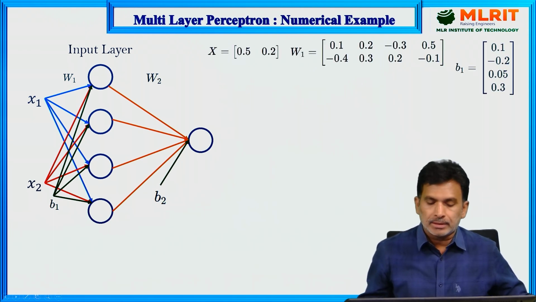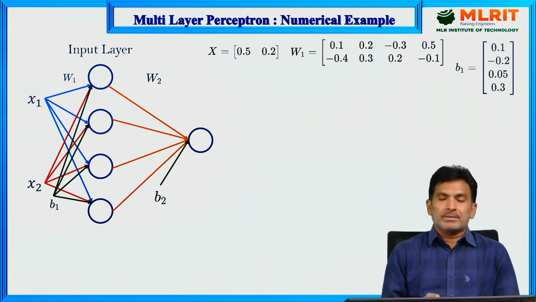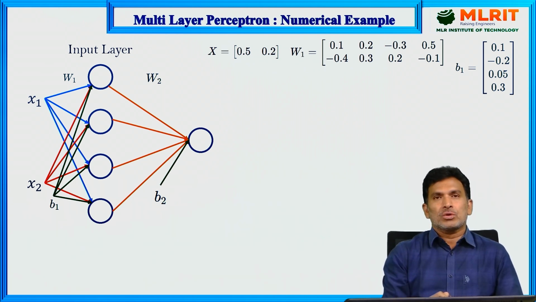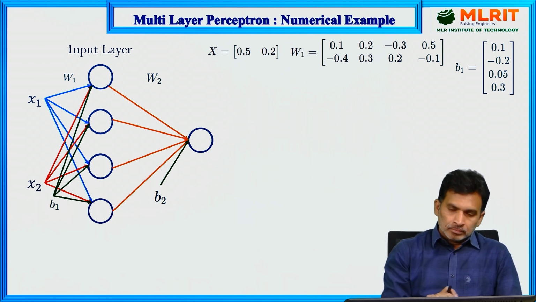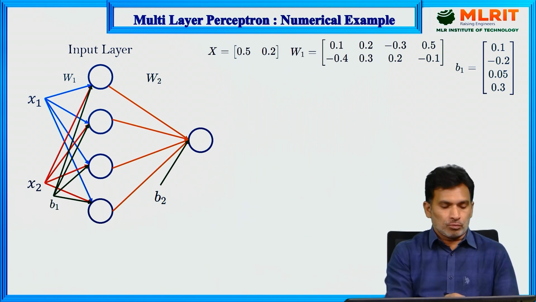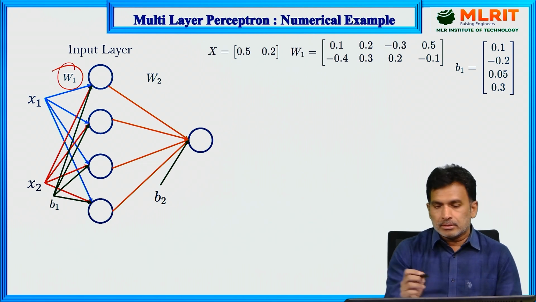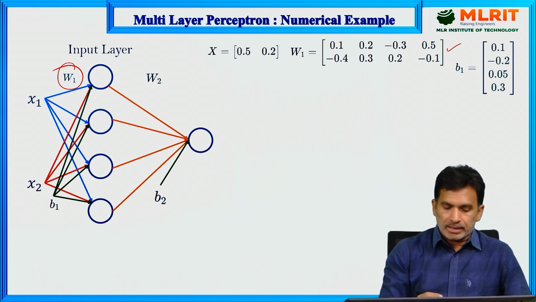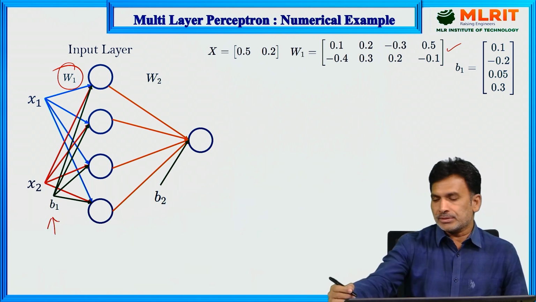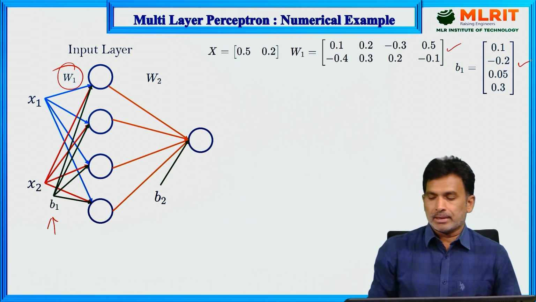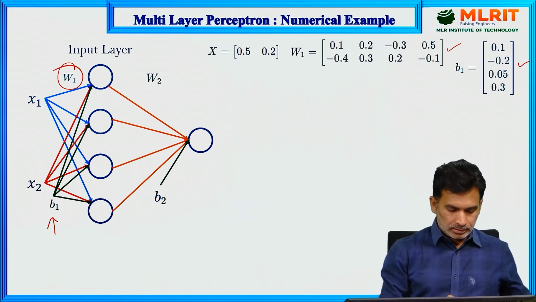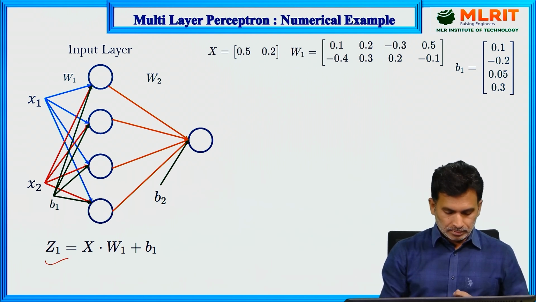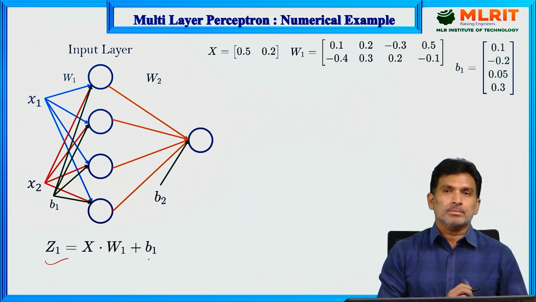Now let us take a very simple numerical example. Let us take two inputs where x is 0.5 and 0.2, and w1 is the weight matrix 1. The values are initialized randomly like this, and the bias b1 also needs to be initialized like this. Then what needs to be done? Here we have to calculate Z1, which is the weighted sum plus the bias term.